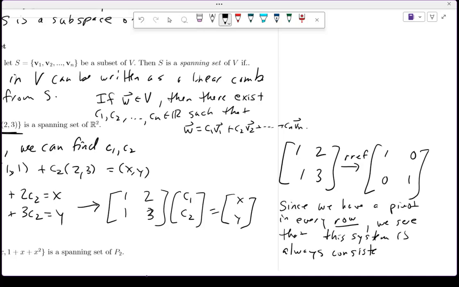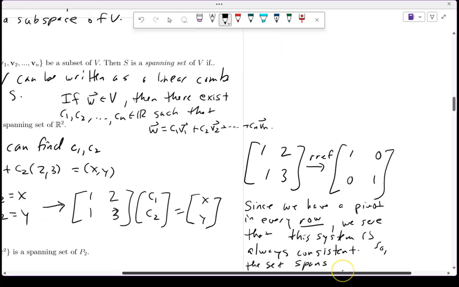We see that the system is always consistent. So this means the set spans, or is a spanning set. Oops, spans R2. Is a spanning set of, or just say spans. Good.